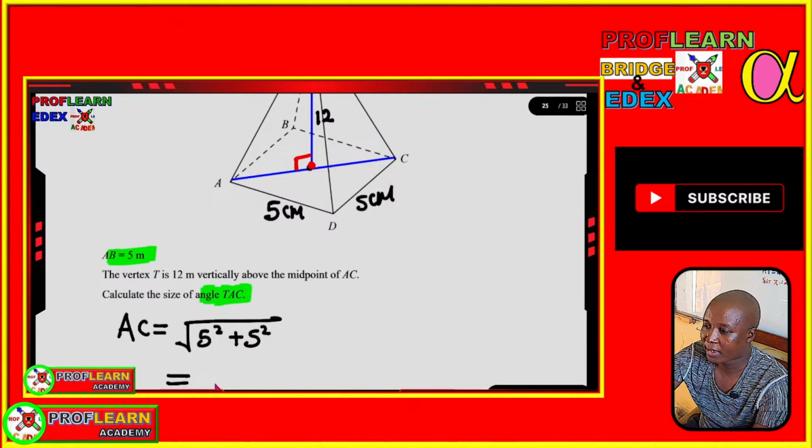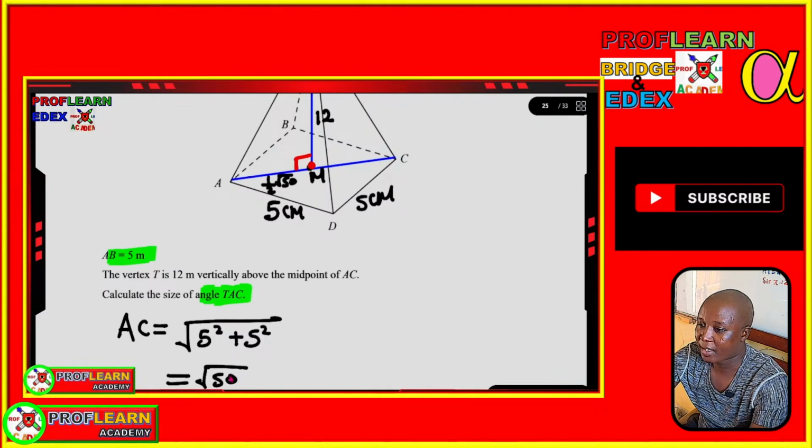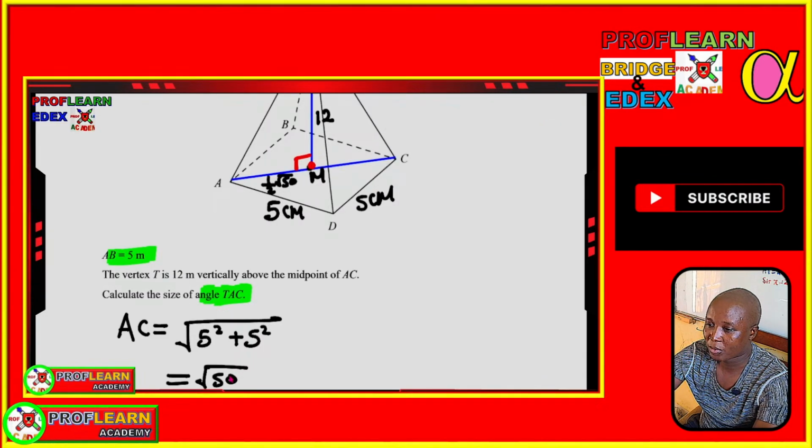So which will mean that if we want to work out the diagonal AC, we are going to use Pythagoras theorem, and that's going to be 5 squared plus 5 squared, which is actually root of 50. Then A to M, that is the midpoint, that is halfway. So which will mean that we have it as half of root 50.